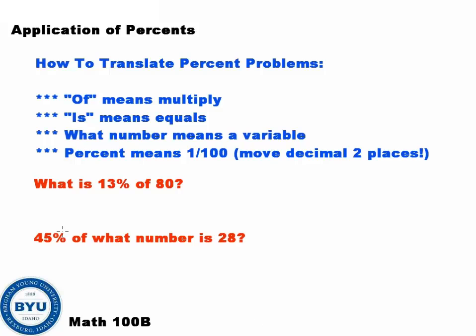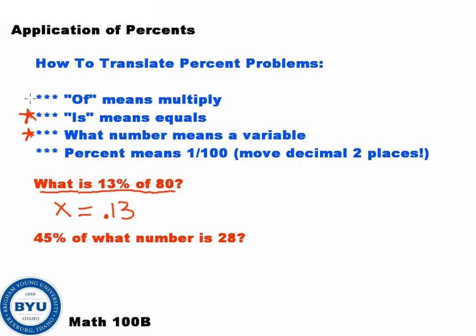So the first problem here says, what is 13% of 80? What is 13% of 80? The first thing we need to do is translate this problem. So notice they start off with "what." Well, "what" means a variable. So we're going to put x. "Is": anytime you see an "is," we're going to use equals. So what is 13%? Now don't forget, we're going to write 13, but we need to move the decimal place over 2 spots. So we're going to put 0.13 because it's a percent.